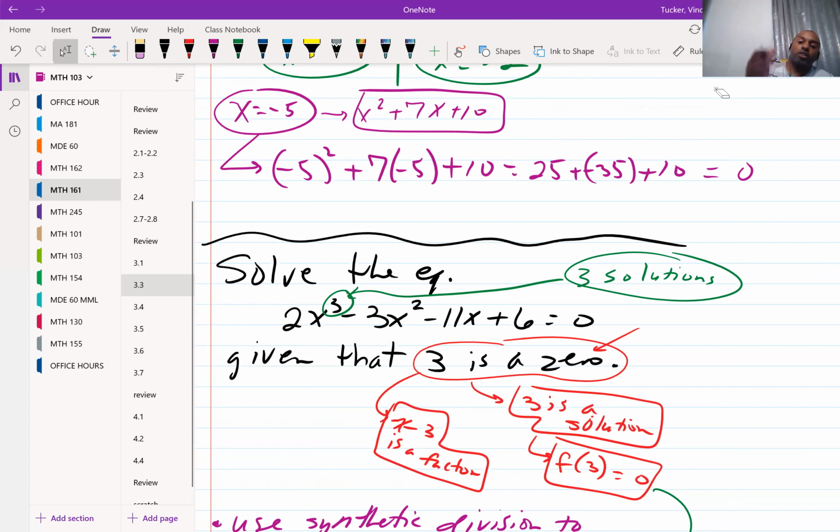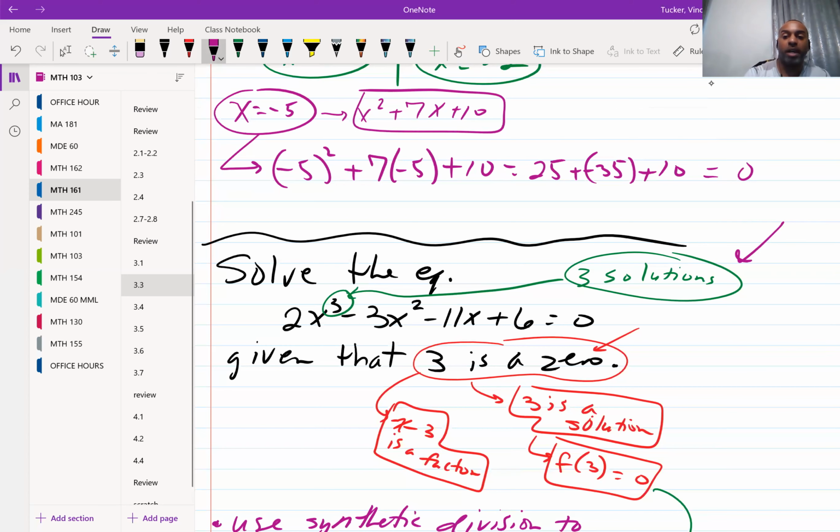So whichever way. So notice that since we know that 3 is a 0, that means that, those 3 things, notice what I pointed out, that means x minus 3 is a factor. Because remember, it's the opposite sign. X minus 3 equals 0, add 3 to both sides. That's how you get your solution. That means if 3 is a 0, that means 3 is a solution. So when it says solve for 2x cubed minus 3x squared minus 11x plus 6, I already know one of my solutions. All right, 3 is one of my solutions.